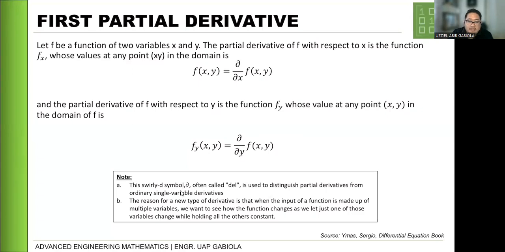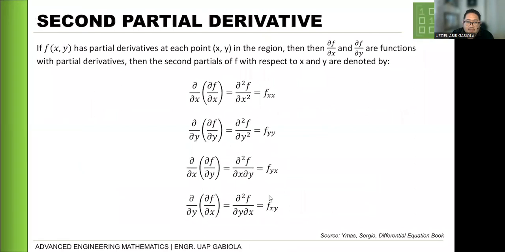Okay? So the swirly D symbol, often called del, is used to distinguish partial derivative from ordinary single variable derivative. Okay? So the reason for a new type of derivative is when the input of a function is made up of multiple variables, and then we want to see how the function changes when we want to change one variable. No? So katulad nung kanina sa cylinder, if i-change natin yung height, anong nangyayari doon sa function natin? Magbabago ba yung how much yung change ng volume, halimbawa, no, pag pinapanas natin yung volume. So, kapag ginawa natin nag-iiba yung height, gaano kabilis mag-change yung volume natin. So, parang gano'n.